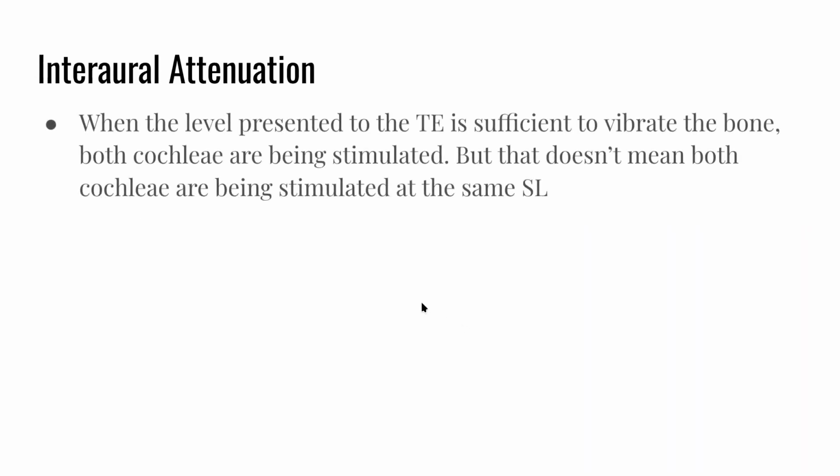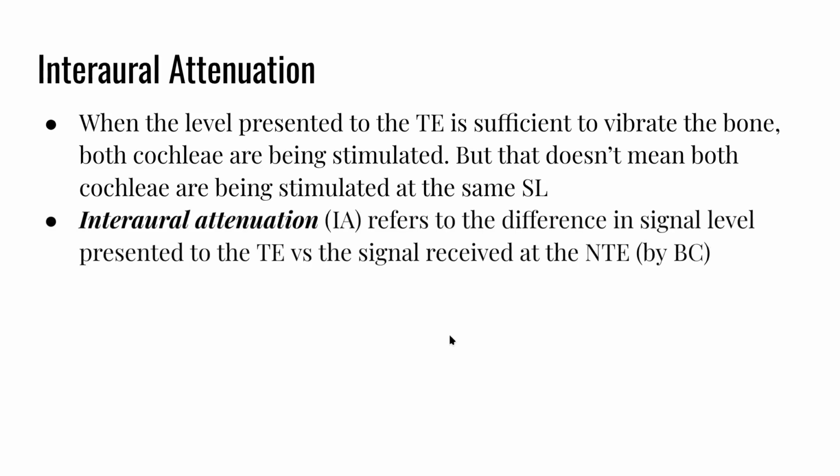First, we should talk about a concept called intraoral attenuation. When the level presented to the test ear is sufficient to vibrate the bone, both cochleae are being stimulated. But that doesn't mean both cochleae are being stimulated at the same sensation level. Intraoral attenuation refers to the difference in signal level presented to the test ear versus the signal level at the non-test ear via bone conduction.